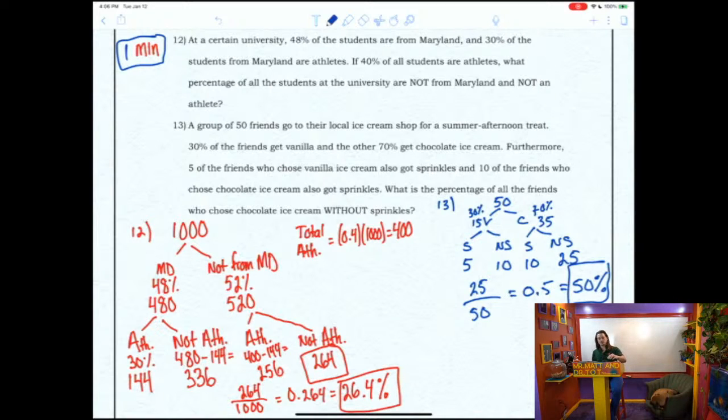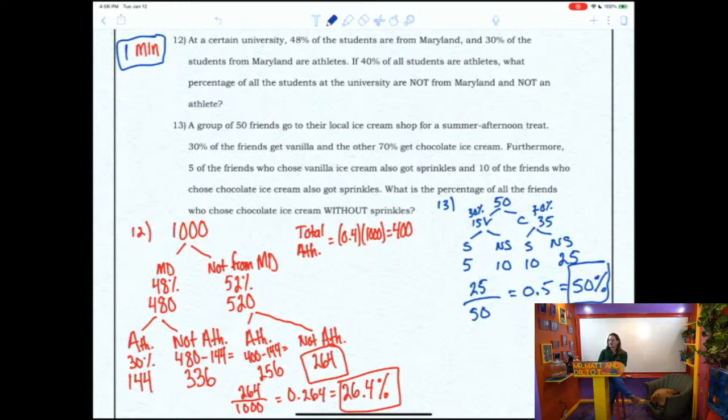Okay, so for number 12, if we assume 1,000 students just as a starting point, because they're only giving us percentages to work with and they're asking us for a percentage as an answer. So as long as we do the correct arithmetic, it doesn't matter which values we start with. But let's assume 1,000. So if they say that 48% of the students at the university are from Maryland, 48% of 1,000 would be 480.